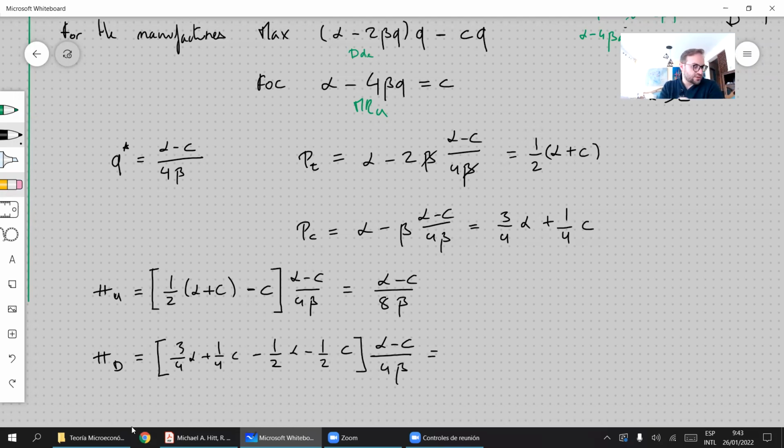And I think this doesn't look very nice. So I've got 3/4 of an alpha minus half an alpha. So this is a quarter of an alpha. Then I got a quarter of C minus half a C. So this is 1/4 of C. And this is multiplied by alpha minus C for beta. Oh no, it looks nice. It's okay. So it's going to be alpha minus C, 16 betas.